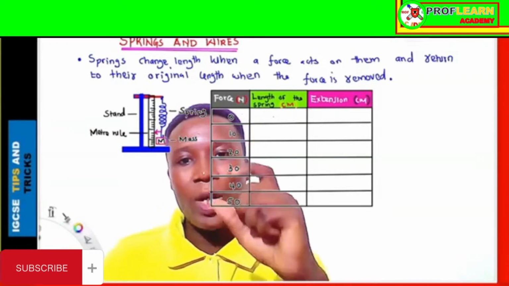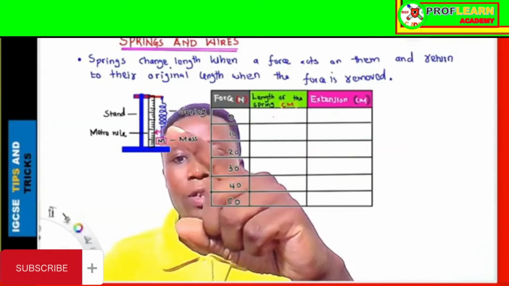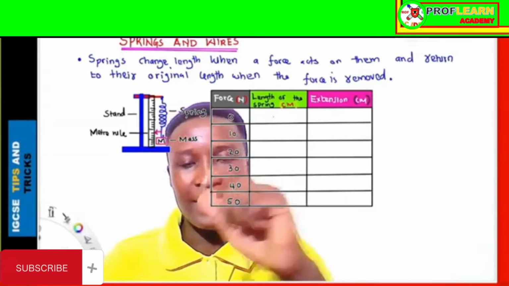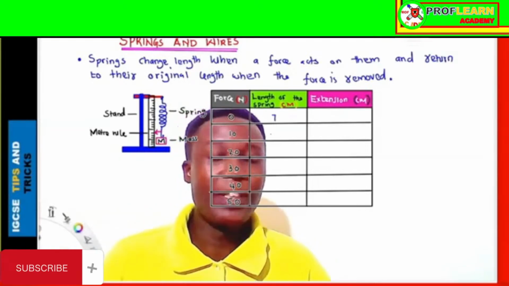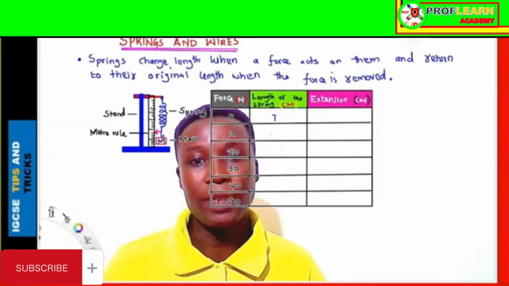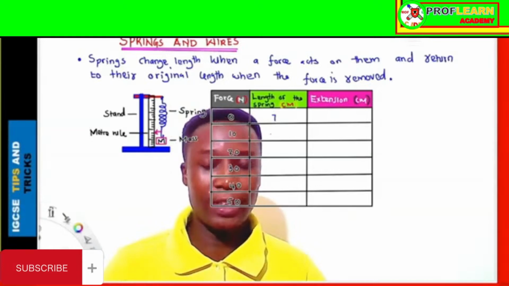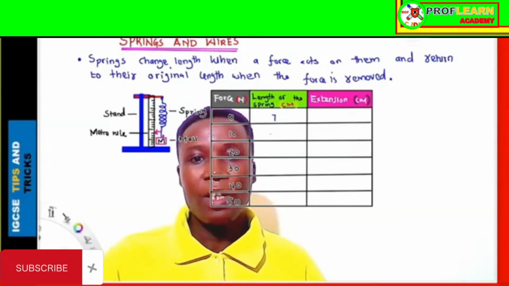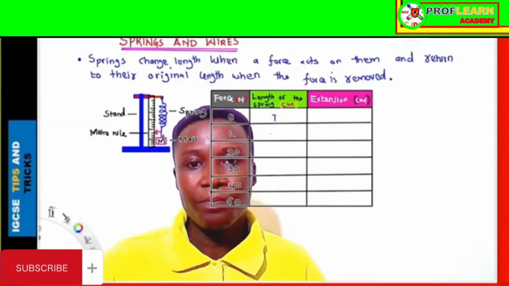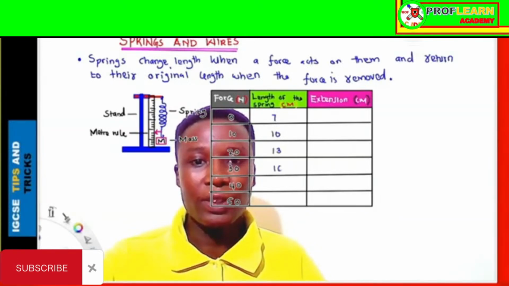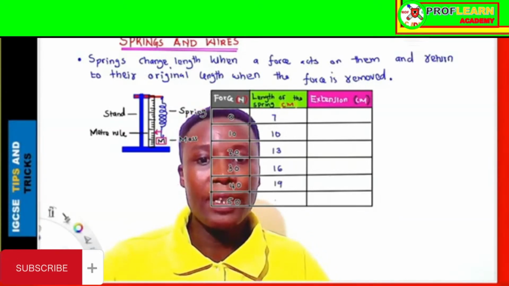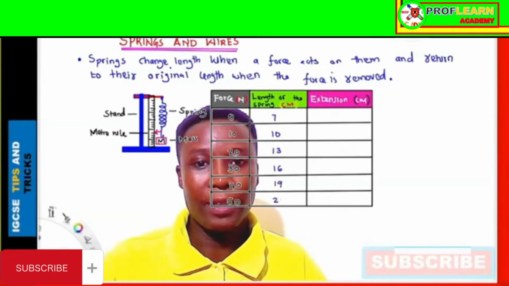Then you check what's the pointer reading. What will the pointer be reading at that point? And then you are going to record that part. For this case, for instance, if it was an experiment, we can obtain 7 centimeters. Then after adding 10 Newton, you realize that the new values are going to be obtained from the experiment there.